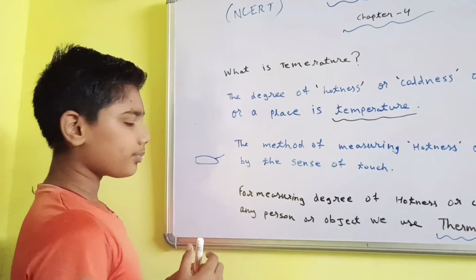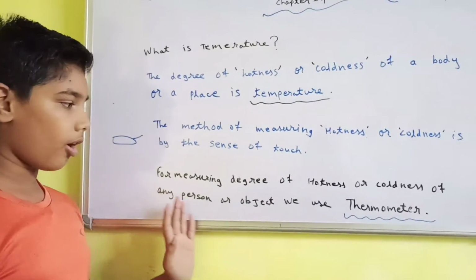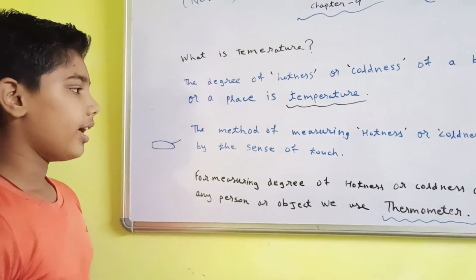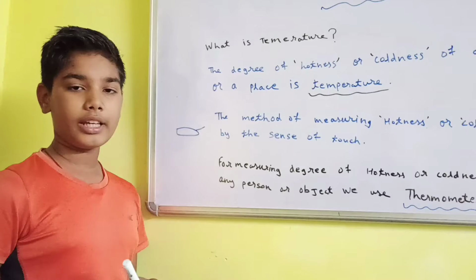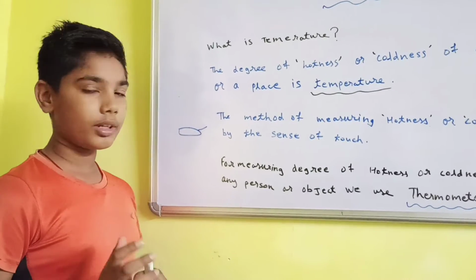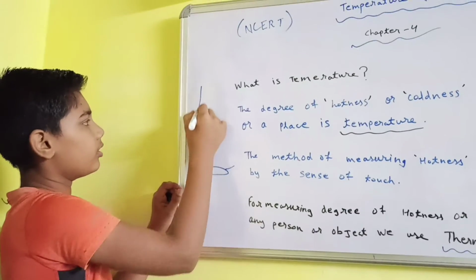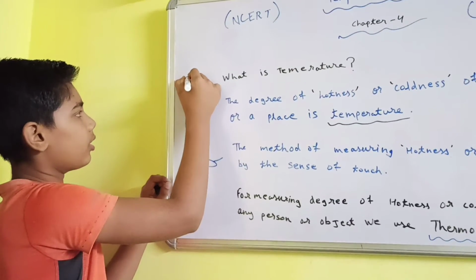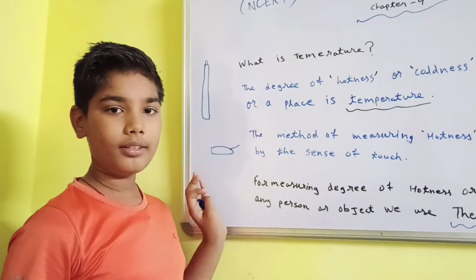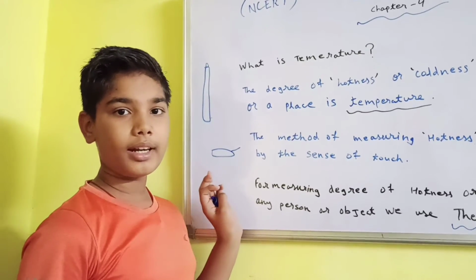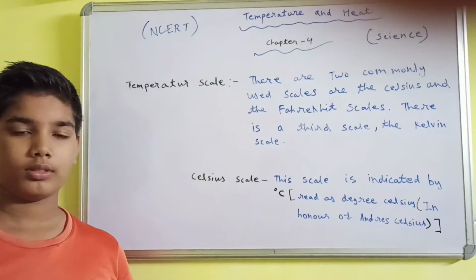So for measuring the degree of hotness or coldness of any person or object, we use a thermometer. As if you are suffering from fever, your mother or father takes you to the doctor, and the doctor measures your temperature with the instrument known as a thermometer. Thermometer is like this, and there are three types of thermometer: clinical thermometer, laboratory thermometer, and mercury thermometer. So now let's discuss the temperature scale.